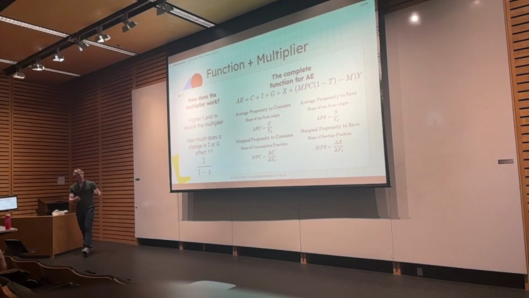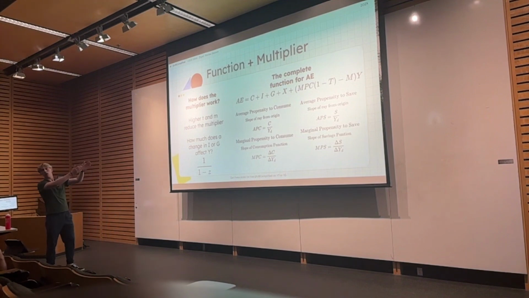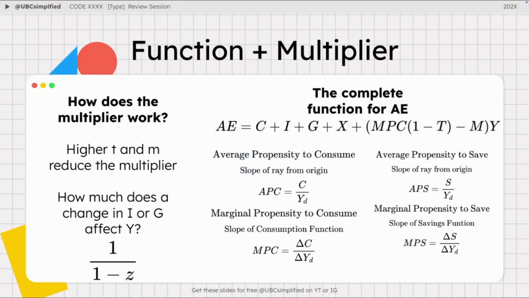Okay, so now we have our aggregate expenditure. We talked about what makes up consumption, investment, government, and net exports. Now, our function for aggregate expenditure is a little bit more complicated. It might look complicated, but on the left here, we have all of our autonomous things. All these are going to do is add up to our y-intercept. And then everything on the right is going to affect our slope.